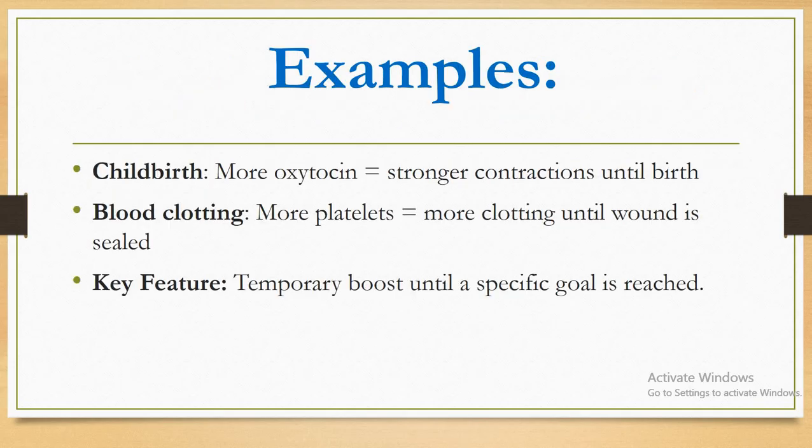Example, in childbirth, more oxytocin, stronger contractions until birth. Blood clotting, more platelets, more clotting until the wound is sealed. Key features: temporary boost until a specific goal is reached.